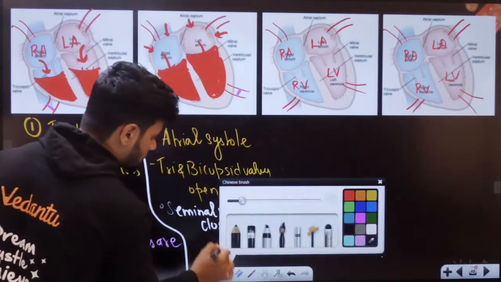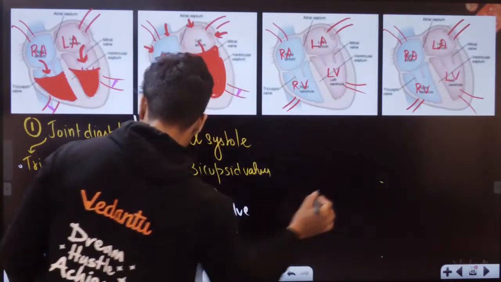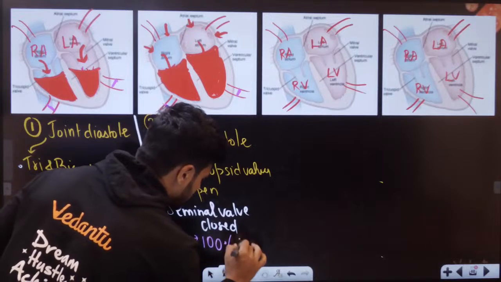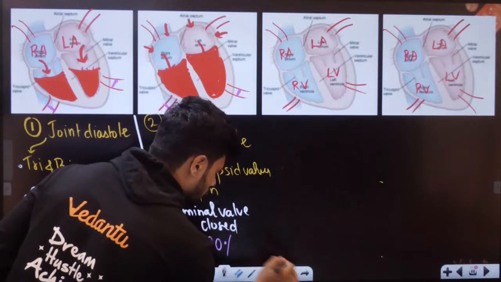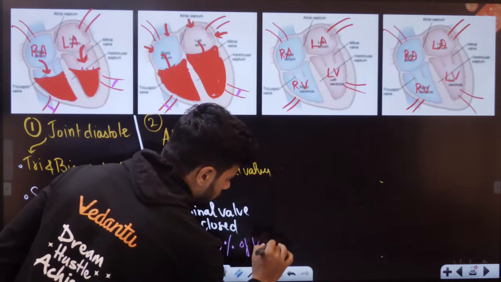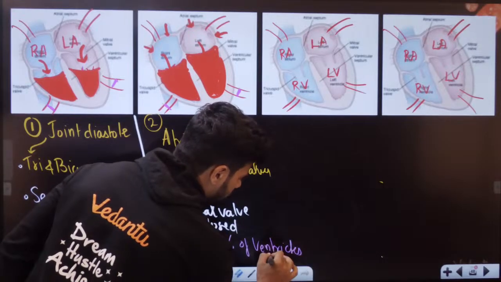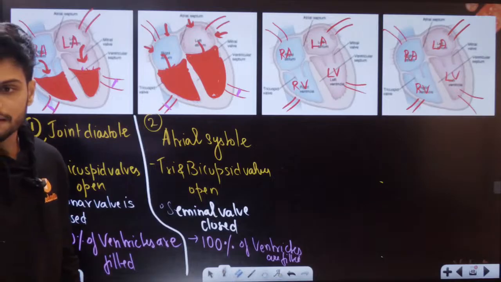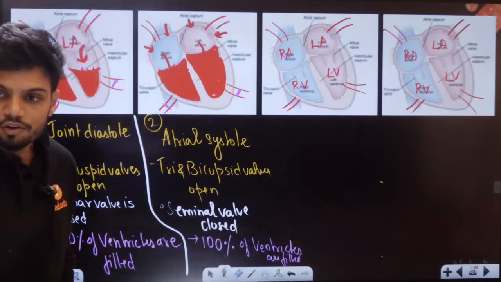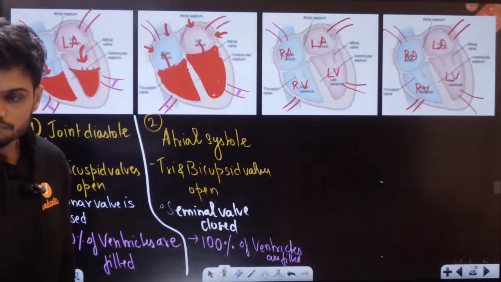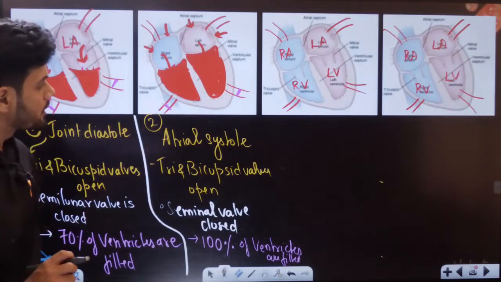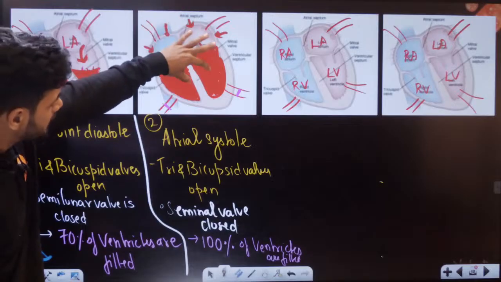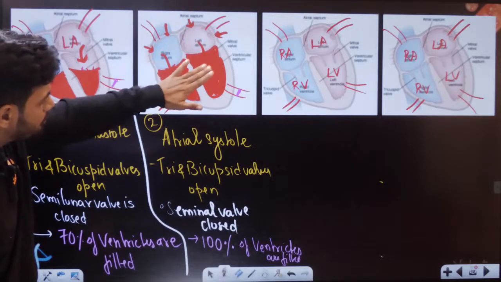Now, but what is the condition here, students? The condition is that 100% of the ventricles are filled. 100% is completely filled right now. Now, students, what happens? All these two valves are open, blood is flowing, and the ventricles are completely filled right now.